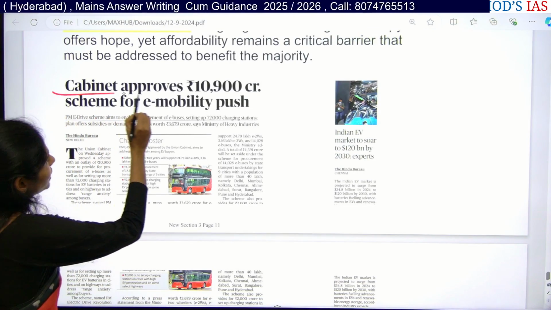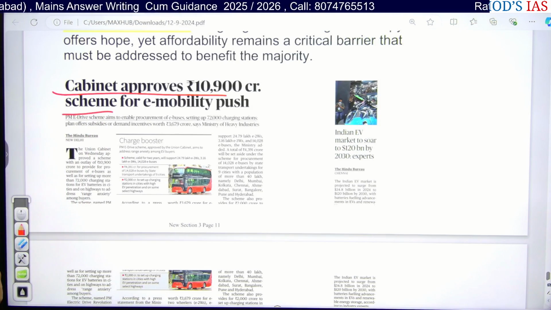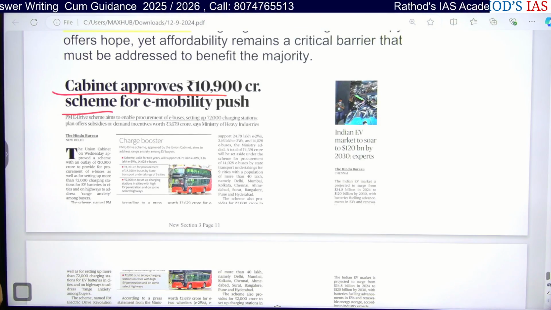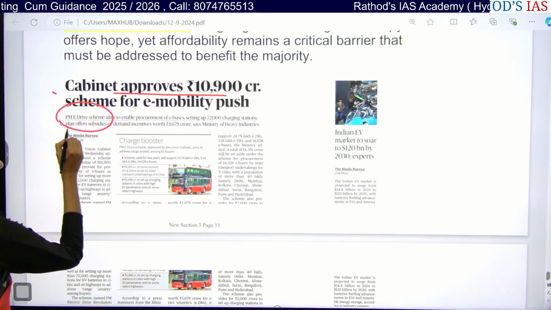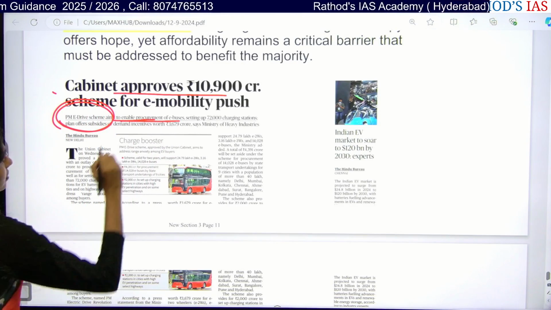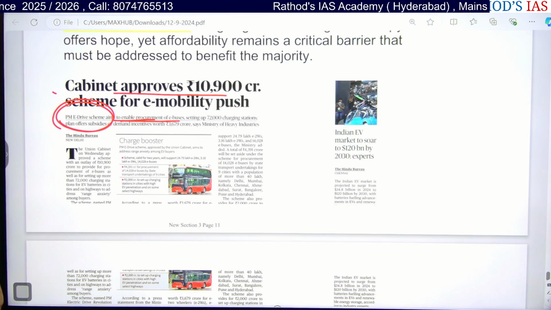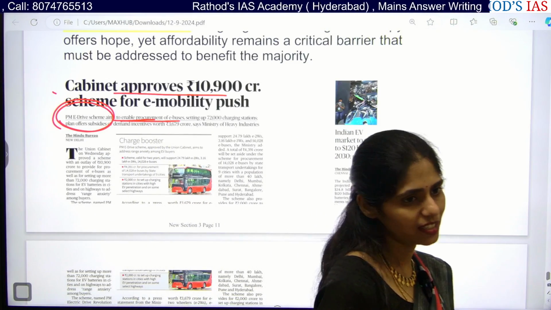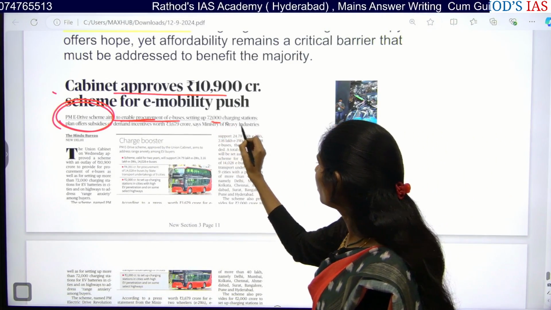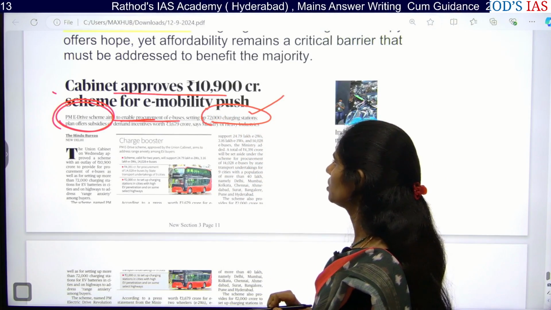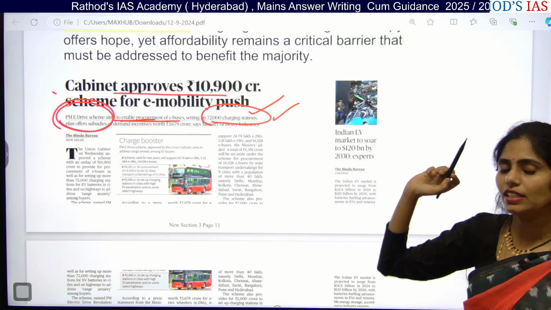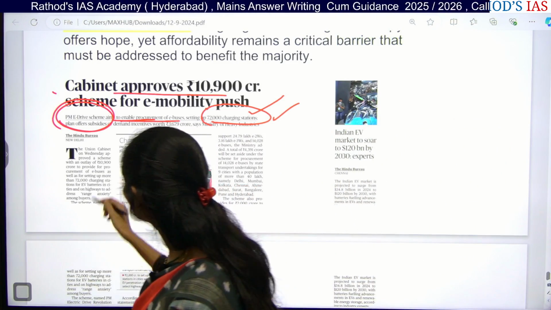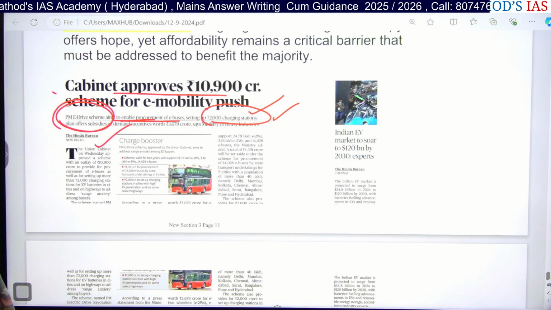And see here one more article. Cabinet approves 10,900 crore for scheme for e-mobility push. What is this e-mobility about? Electric vehicles, right? So here we are going to come up with this PM E-DRIVE scheme. Actually, we are focusing on increasing the procurement of e-buses. If you want e-buses, what is the prerequisite? We need to have charging stations, right? So here we are going to set up 72,000 charging stations. Is it a small thing? No, right? We need a lot of investment, so the government is providing subsidies under this scheme for increasing electric vehicle mobility in our country.